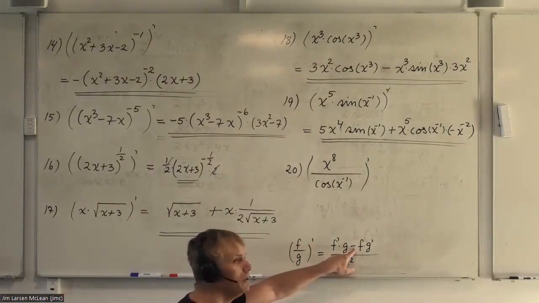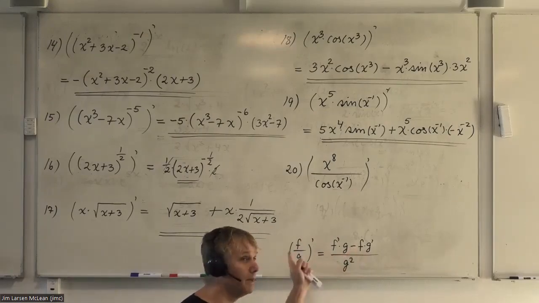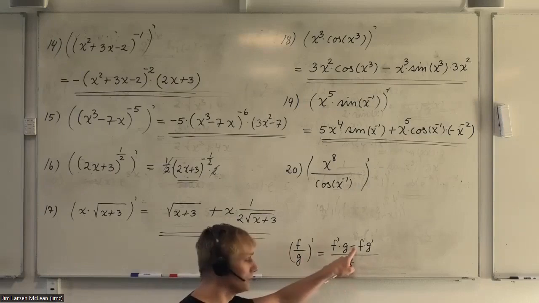Why is there a minus? Because if you make the denominators larger, the value of the fraction decreases if you don't touch the numerators. That's why there's a minus.